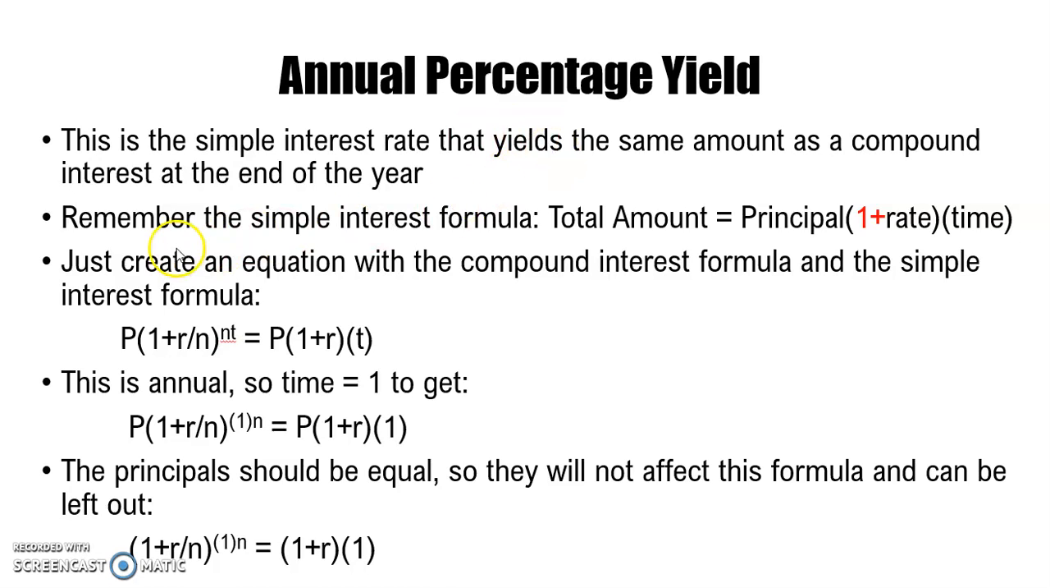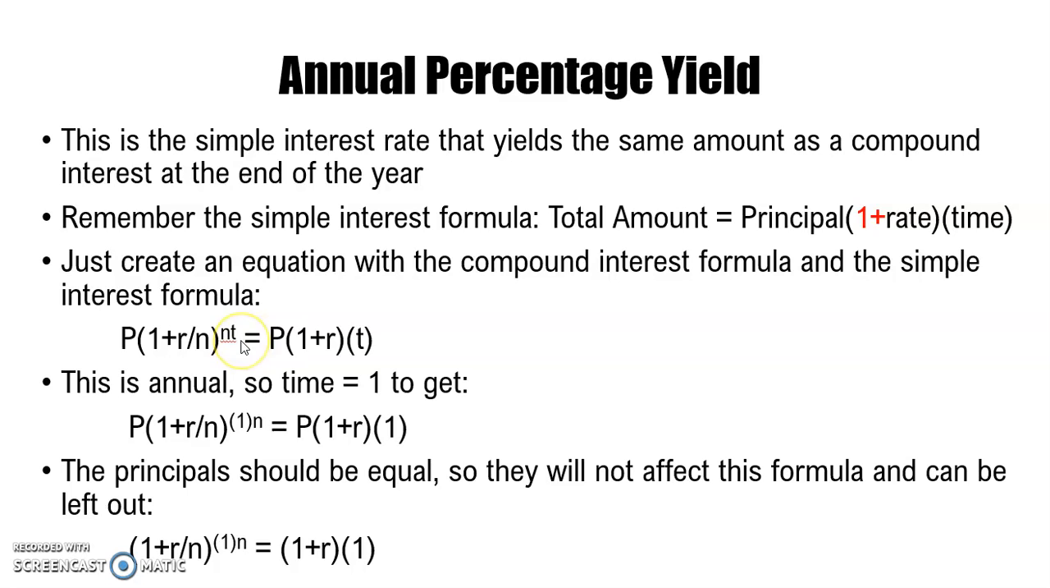Okay, so you have to remember the simple interest formula, the total amount. Now, normally we do I equals PRT, but if I want the total amount, all I do is add on this 1 plus the rate here. And of course, the rate is as a decimal. So the total amount using simple interest is the principal times 1 plus the rate times the time it's in that account. And we're just going to create an equation because it's when the simple interest is the same as the compound interest.